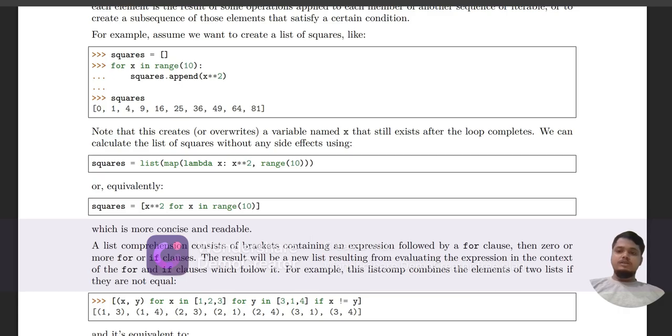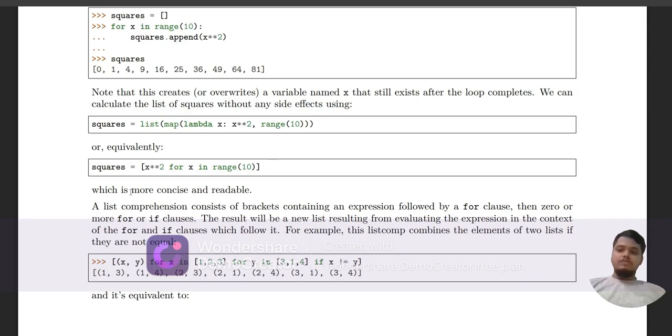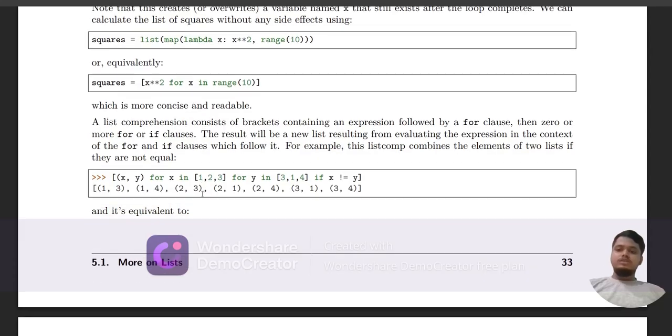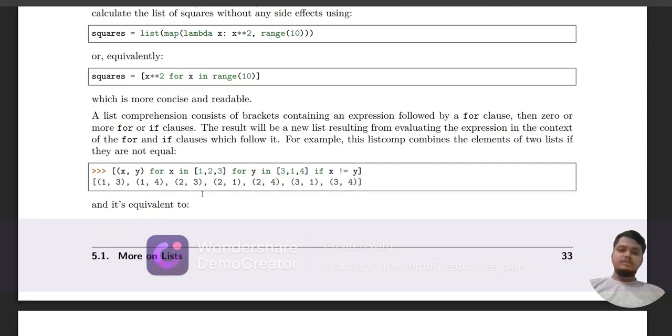We can calculate the list of squares without any side effects using this form, which is more concise and readable. A list comprehension consists of brackets containing an expression followed by a for clause, then zero or more for or if clauses. The result will be a new list resulting from evaluating the expression in the context of the for and if clauses which follow it.